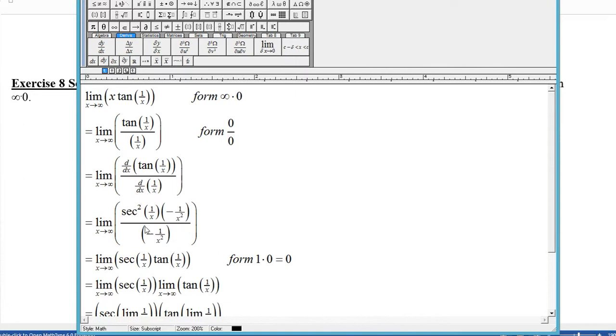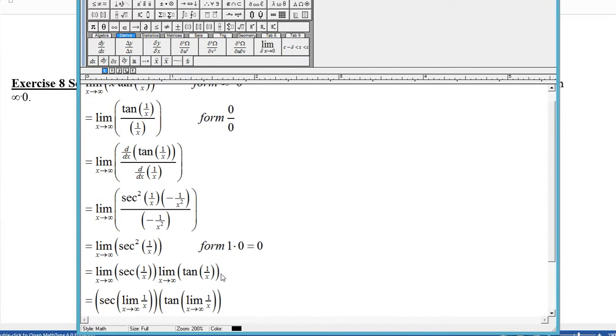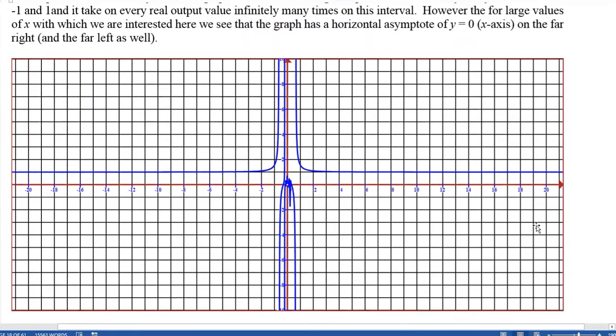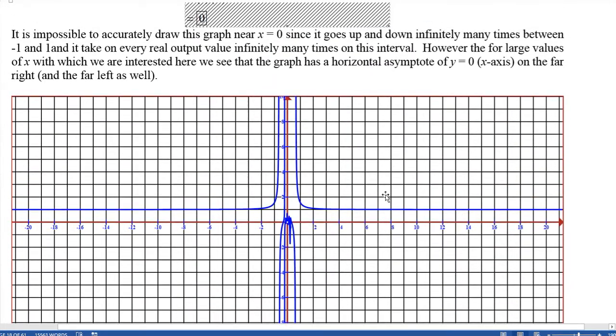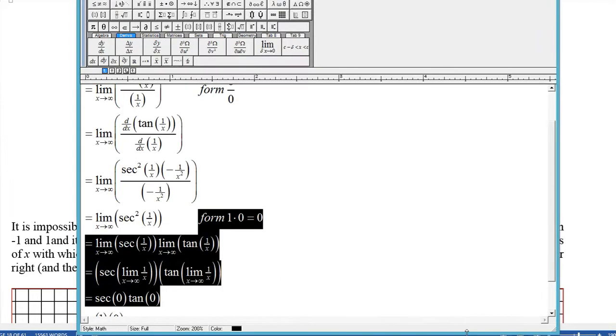Those two things cancel out, and what we should have now is the limit as x goes to infinity of secant squared of 1 over x, and I think actually this whole limit is wrong. Oh yeah, and the graph bears that out. I didn't look closely enough at the graph.